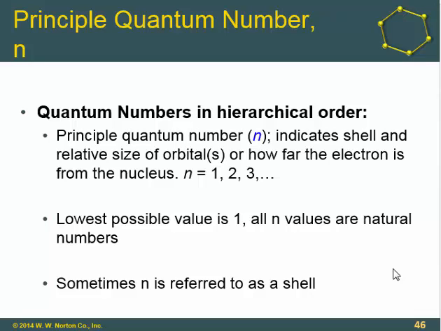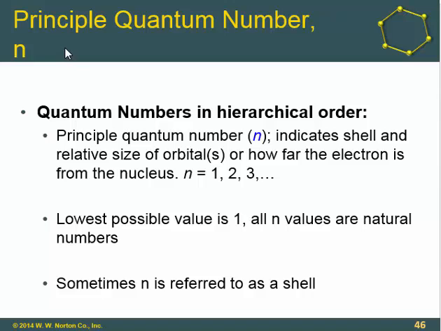Quantum numbers are the solution to the Schrödinger equation. And although we're not going to solve that equation, we can get some pretty important information from the solutions to those equations, known as quantum numbers. Now, one way we can think of quantum numbers is sort of as the address of an electron.